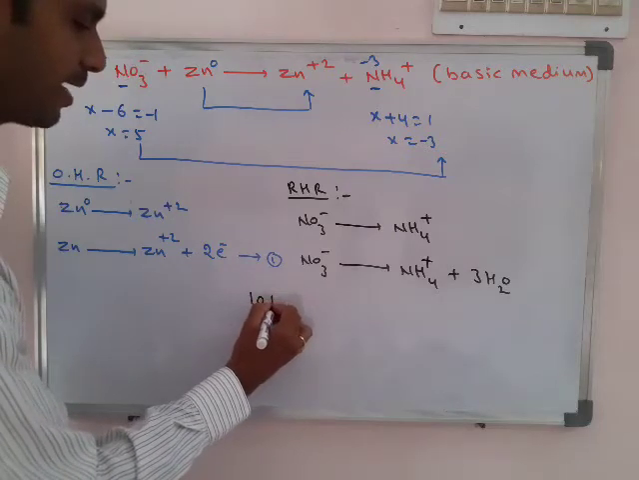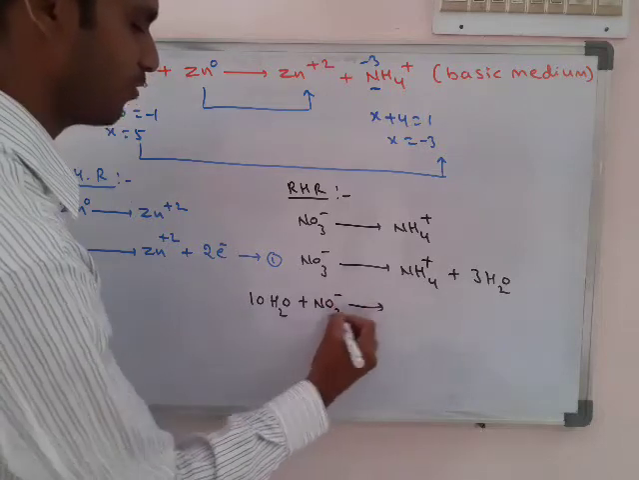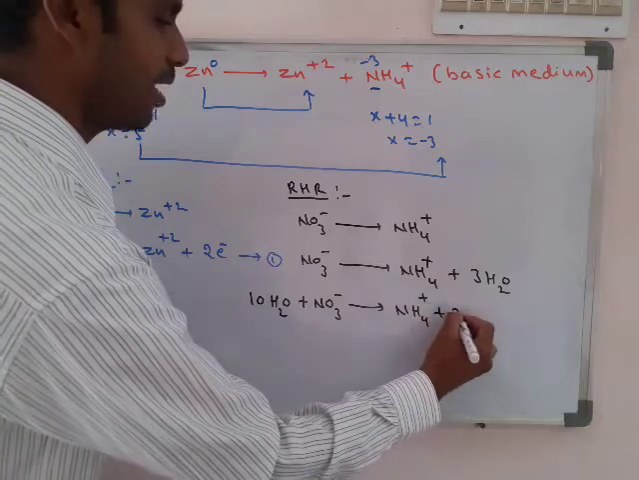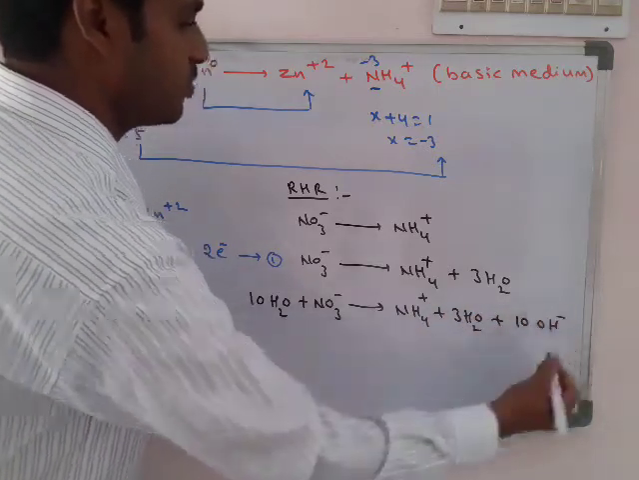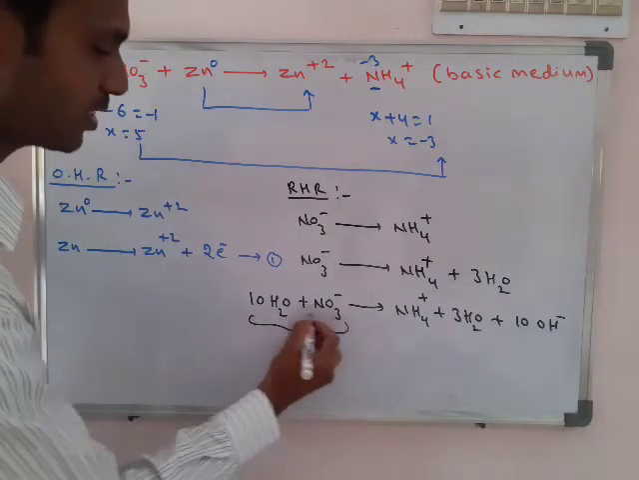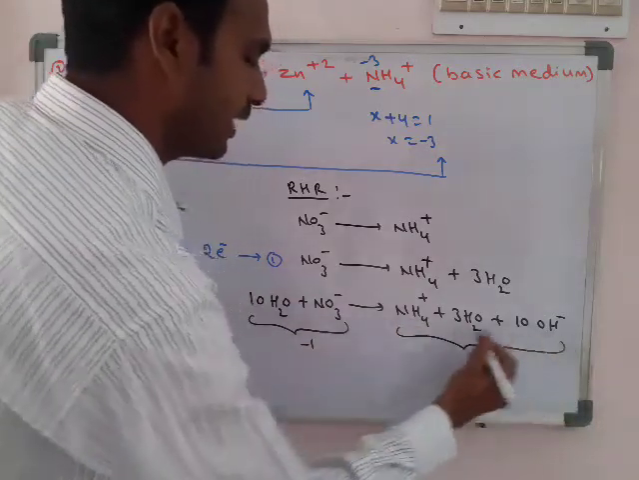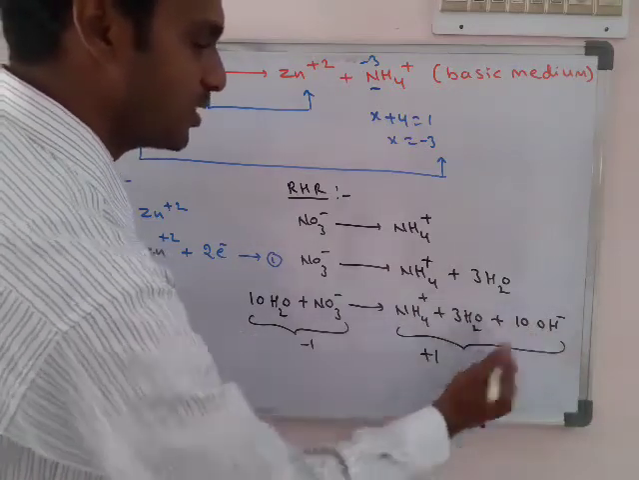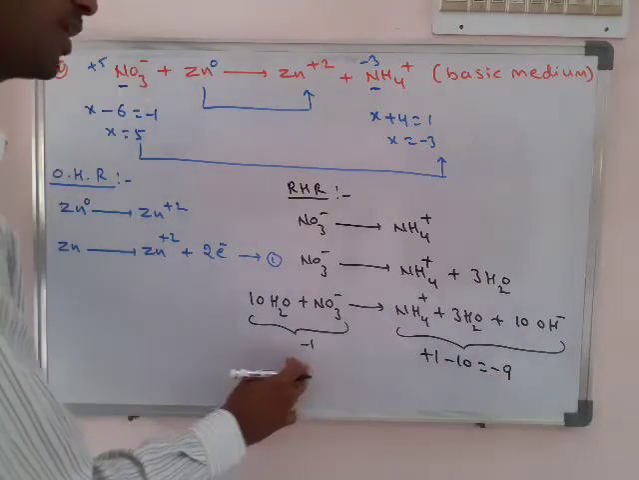No hydrogens on the left, and this is basic medium. So add 10 H2Os on the side where the hydrogens are fewer, and on the opposite side add the same number of OH minus, 10 OH minus. Now balance the charge. H2O has charge 0, and each OH minus is minus 1. The left side total is minus 1. The right side is plus 1 minus 10, so the total charge is minus 9.